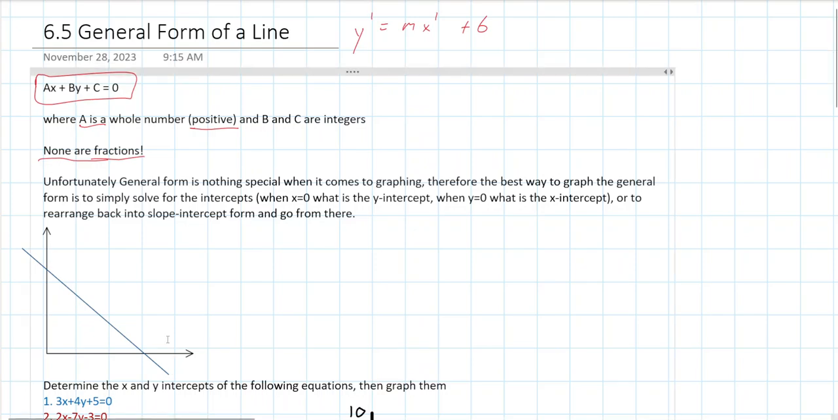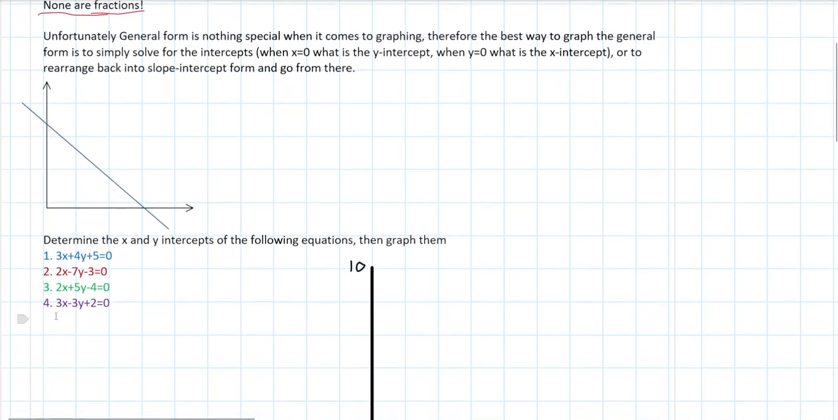Okay, looking down here, just generally speaking, we've got general form. There's nothing special to it with regards to graphing. But the best way to graph a general form is to simply solve for the intercepts. So when x equals 0, that's the y-intercept. So you can look on this graph here. When x equals 0, it's a y-intercept.